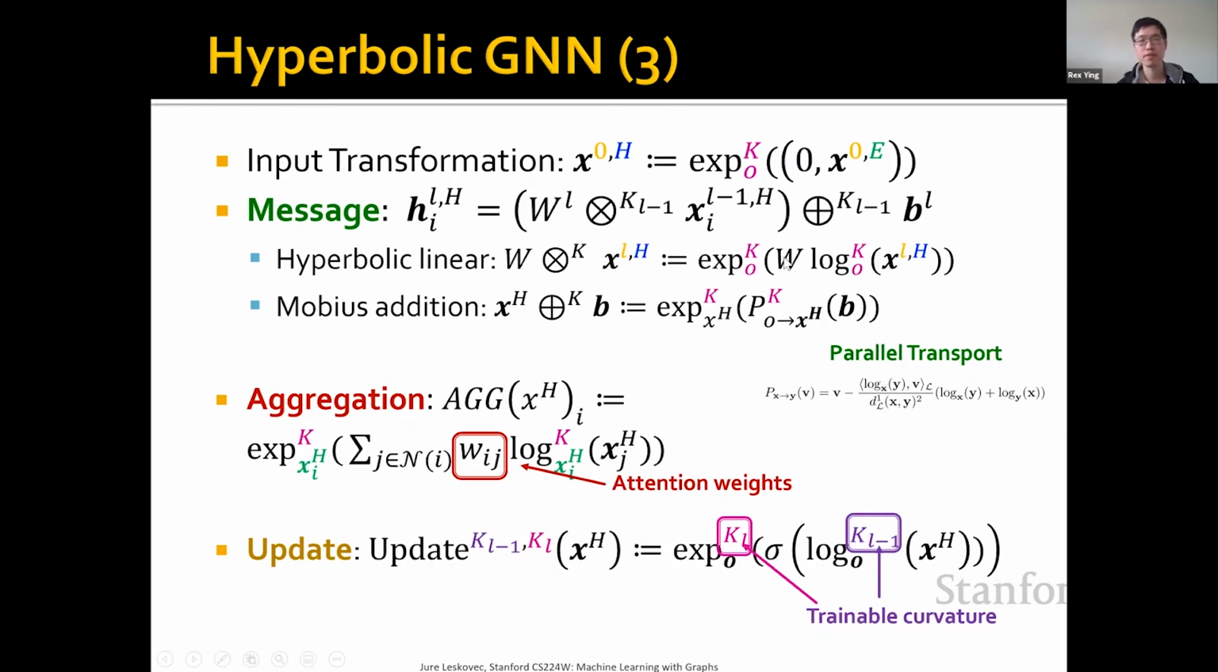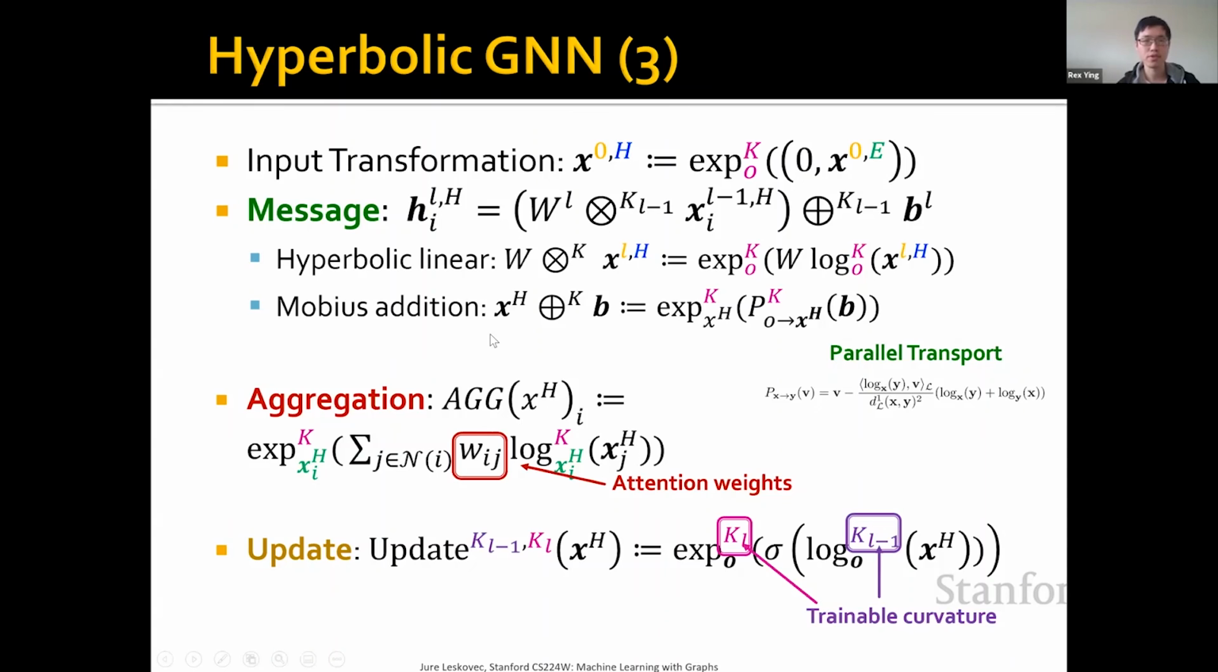After we perform this linear operation, we can then map it back to the hyperbolic space through the exponential map. So compared to the Euclidean operation, it basically adds this exponential and logarithmic map to convert to and from the tangent space to perform this operation.